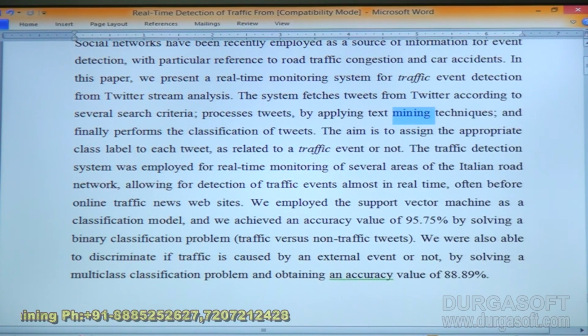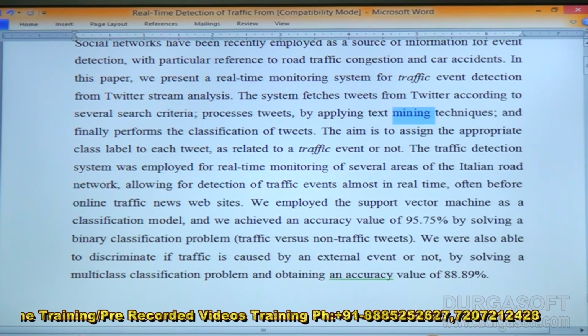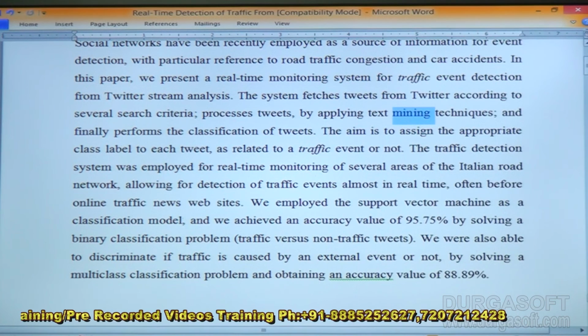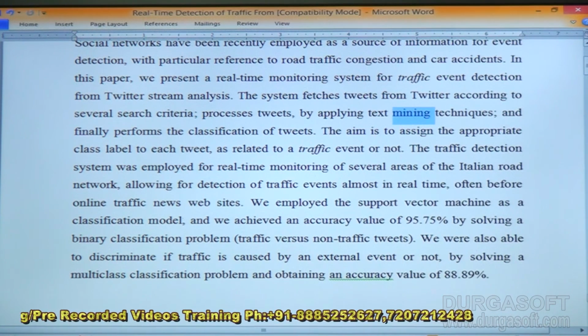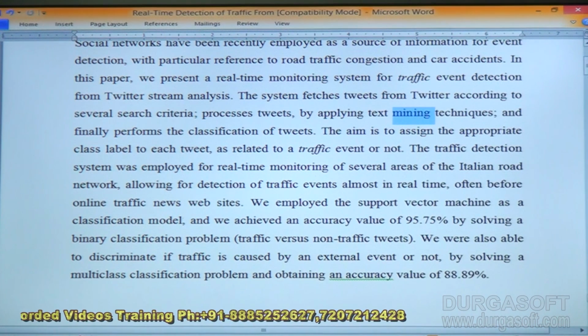The main aim is to assign the appropriate class label to each tweet, as related to the traffic event or not. So each tweet will get one label. We are assigning one label to each tweet, whether it is important, highly viewable, highly traffic content, non-important, or a promotion. These kinds of labels we are going to add for each tweet.